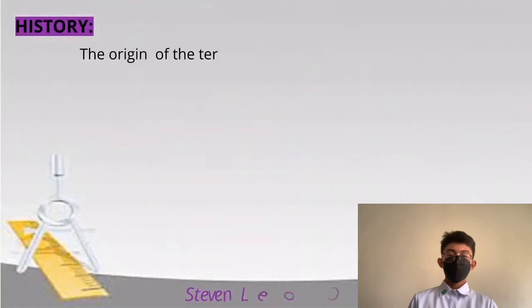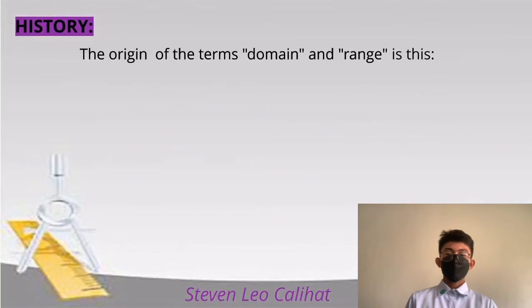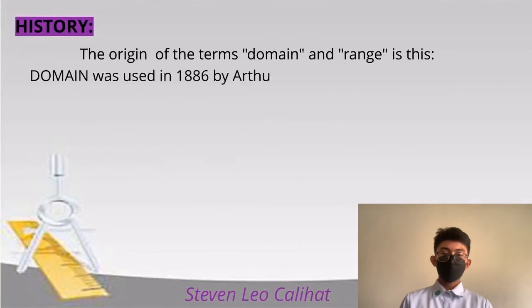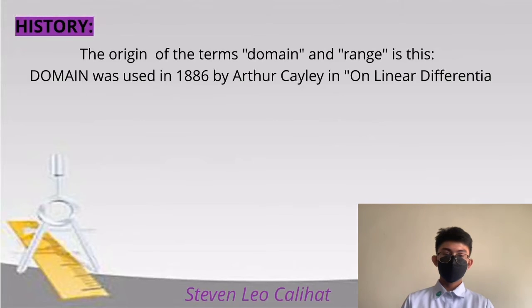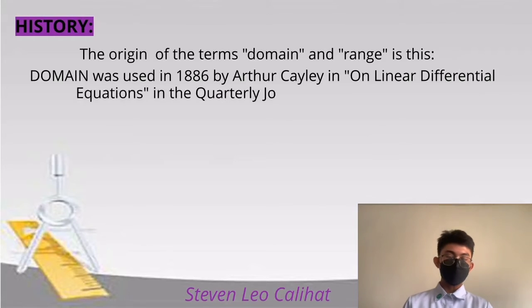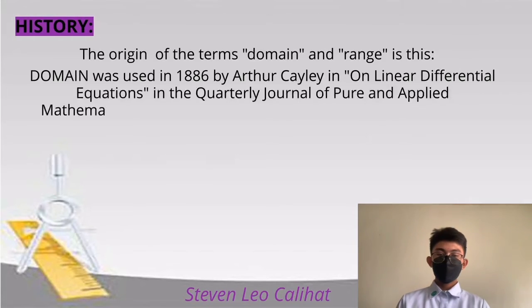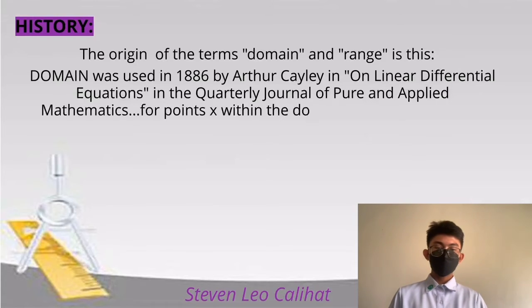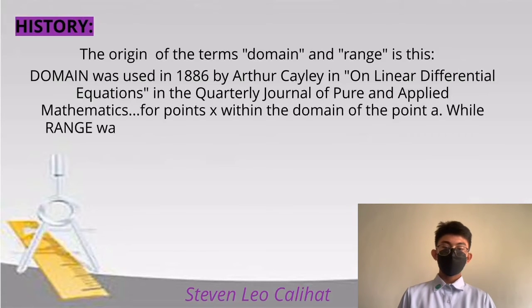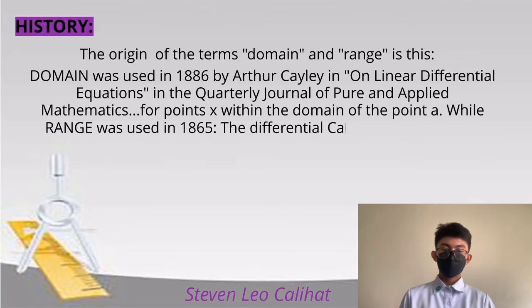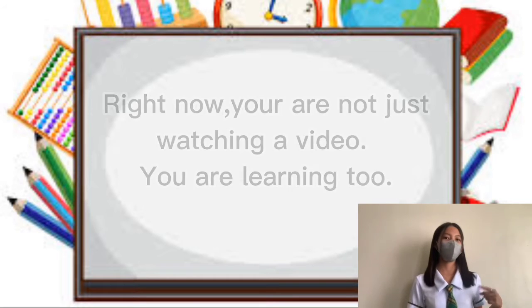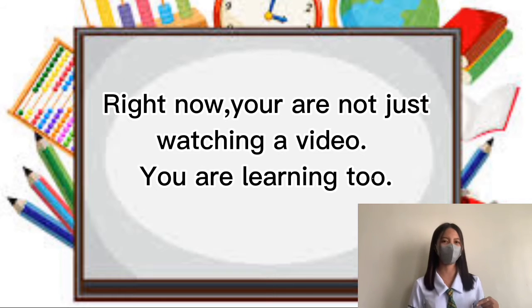History. Jose Carlos Santos. The origin of the terms domain and range is this. Domain was used in 1886 by Arthur Cayley in On Linear Differential Equation in the Quarterly Journal of Pure and Applied Mathematics. For point x within the domain of the point A, and range was used in 1865 in The Differential Calculus by John Spear. Right now, you are not just watching a video, you are learning too.